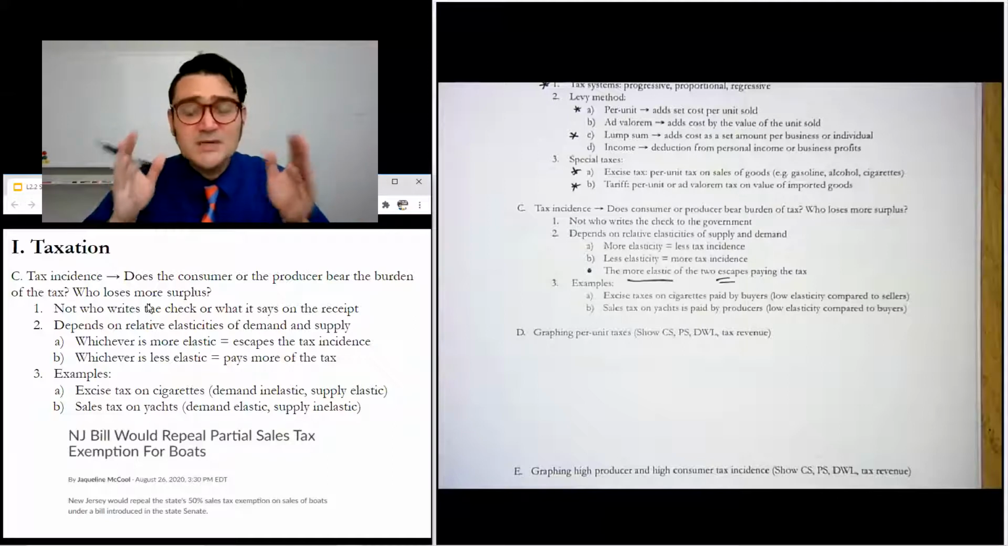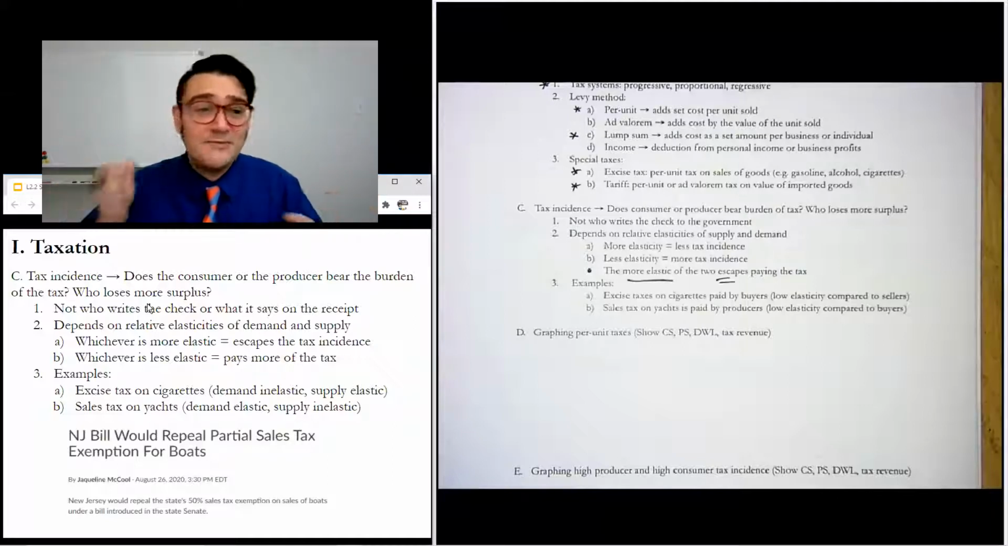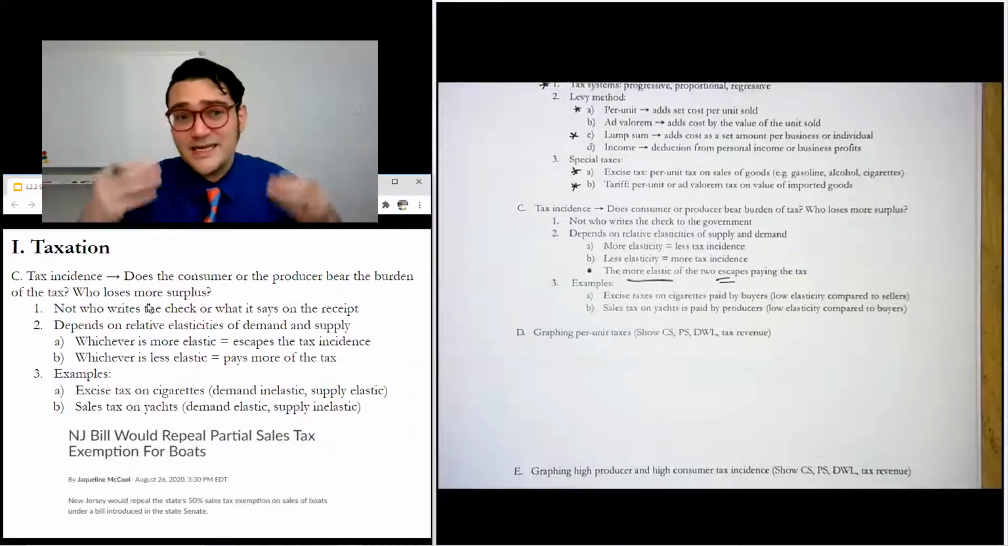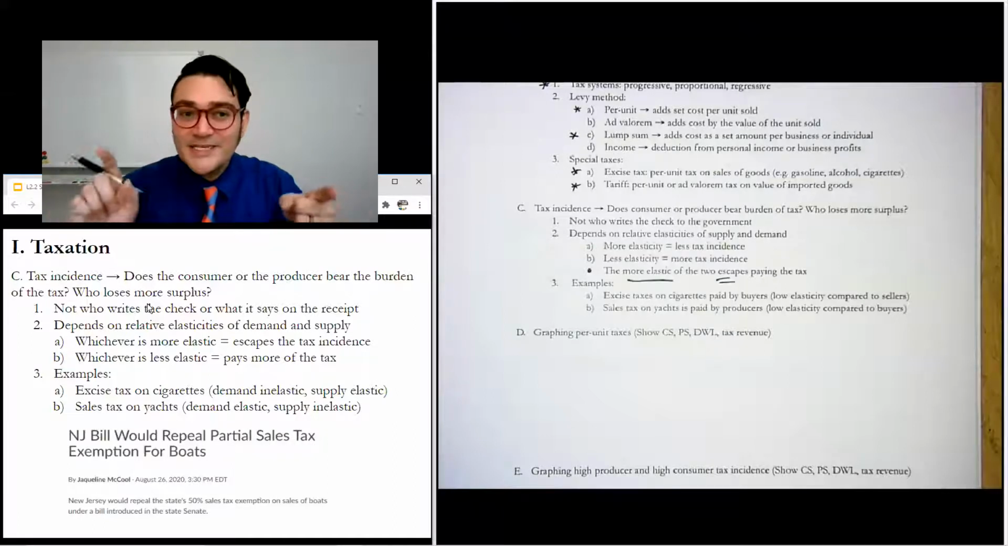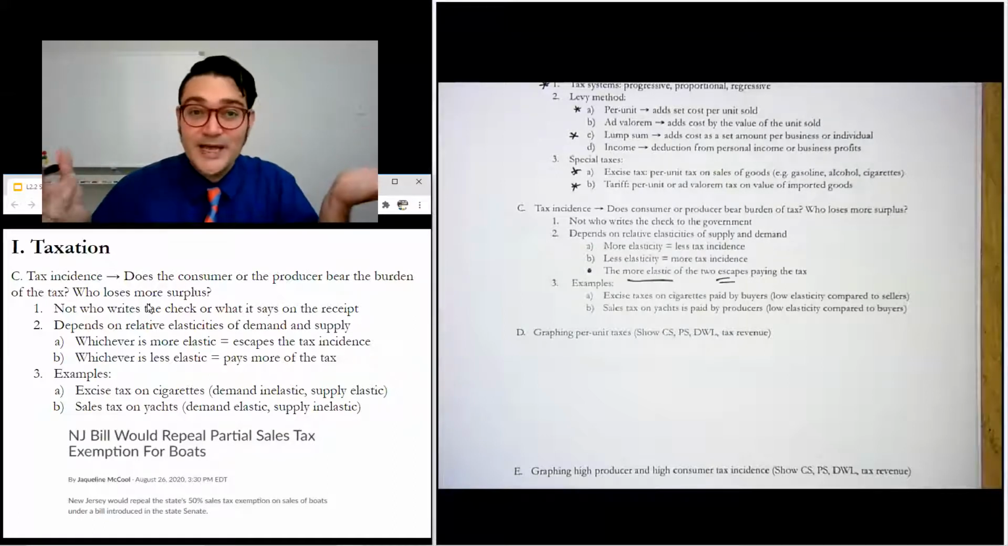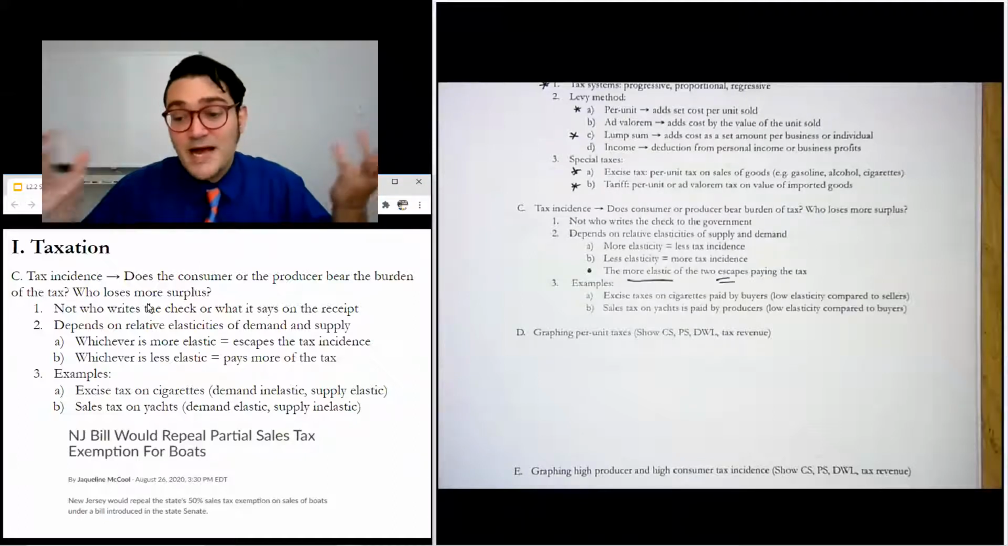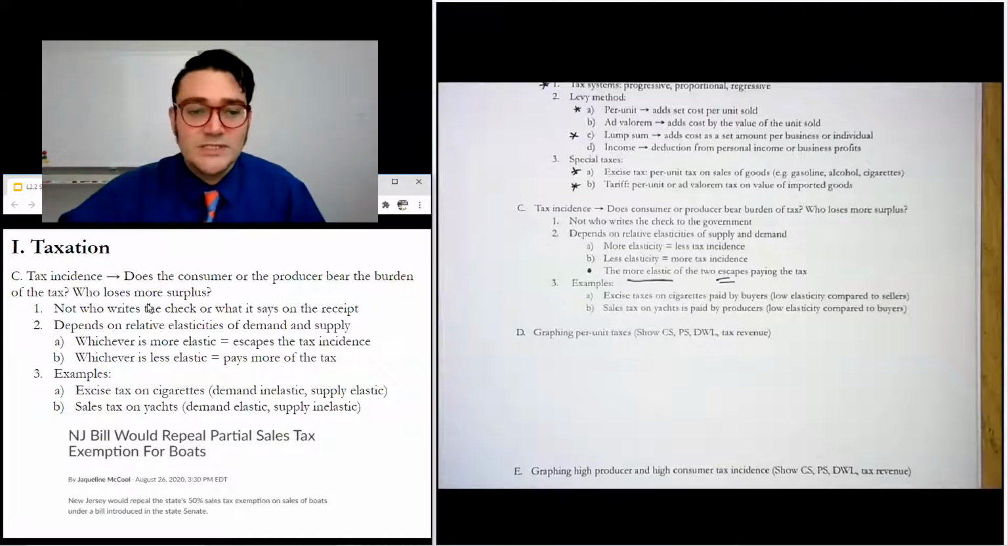However, the suppliers of yachts, the people who build them, have pretty inelastic supply because it's a small business and it's tough to ramp up production. So if you slap a tax on yachts, the more elastic one escapes paying the tax. So who ends up paying? Well, the small business that builds the yachts. The millionaires are whatever. The yacht builders, those small businesses, are the ones who have to pay.